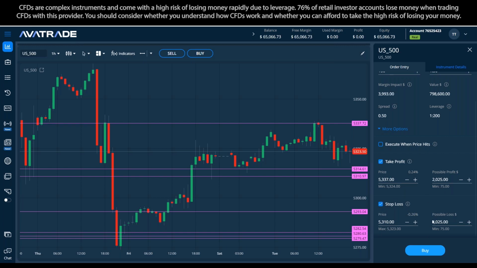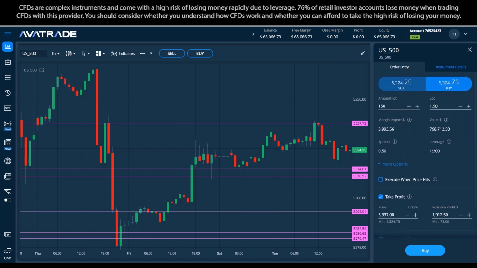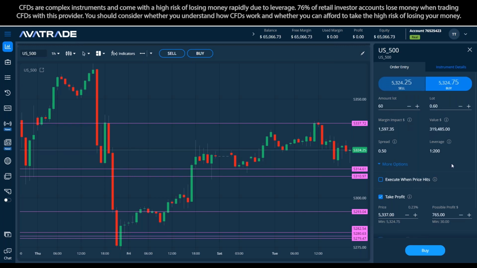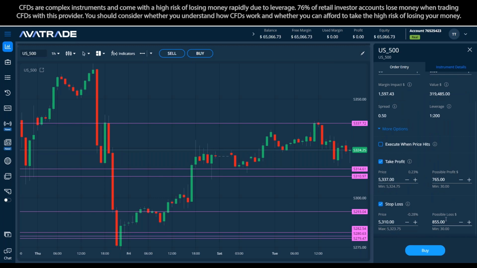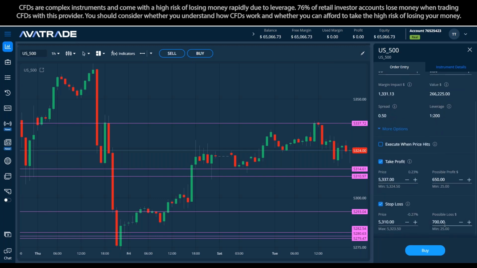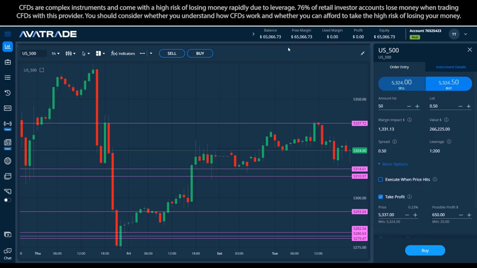Now I just need to adjust my trade size, because maybe I don't want to risk 2000 or 2025. Maybe I want to risk 1% of my balance, which would be 650. Maybe I want to risk more than that, less than that. So you should know the number that you want to risk per trade. And now I just need to adjust my trade size to fit that number. So if I did 0.6 on my lot size, now I'm risking 855. Okay, 0.5. Now I'm risking 700, getting closer to my 1% number.